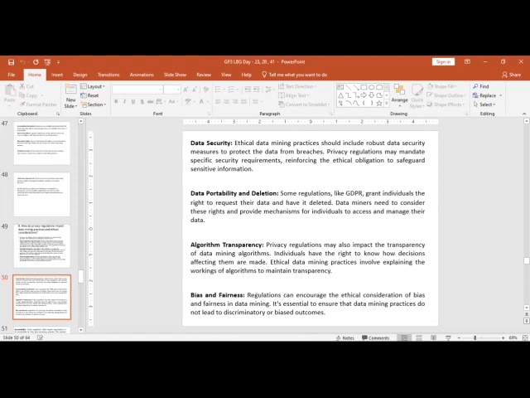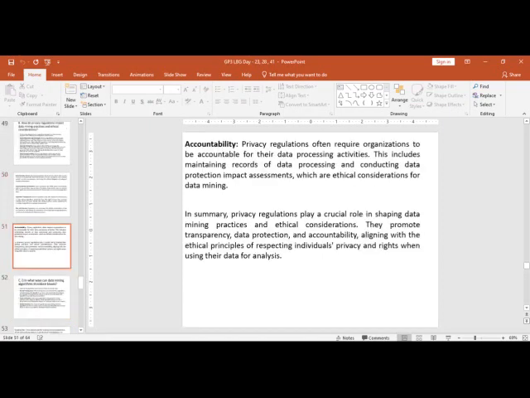Bias and fairness. Regulations can encourage the ethical consideration of bias and fairness in data mining. It is essential to ensure that data mining practices do not lead to discriminatory or biased outcomes.